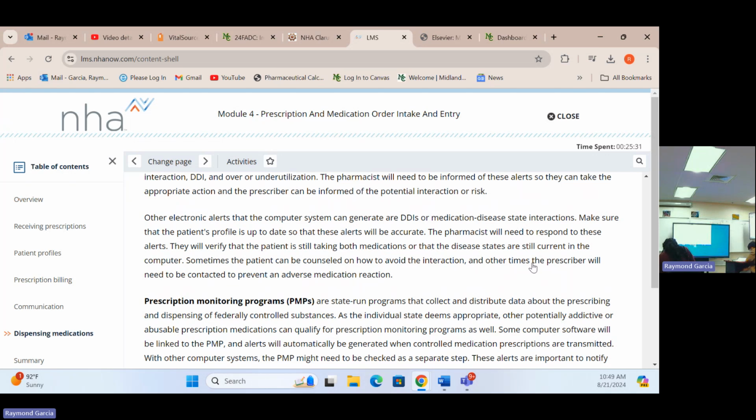So whenever you're putting in the patient's information, make sure that you ask them about any diseases they may have. You can document that.